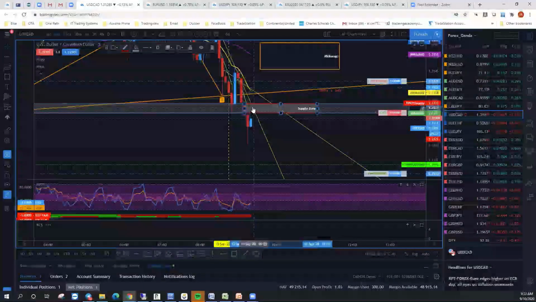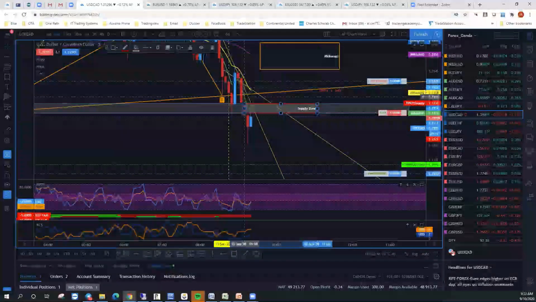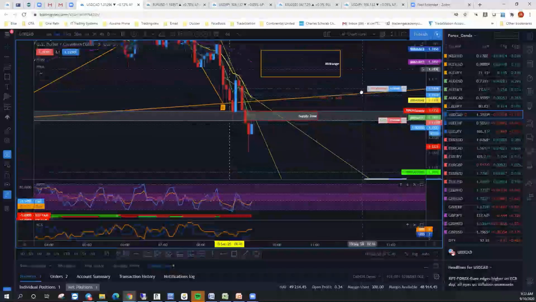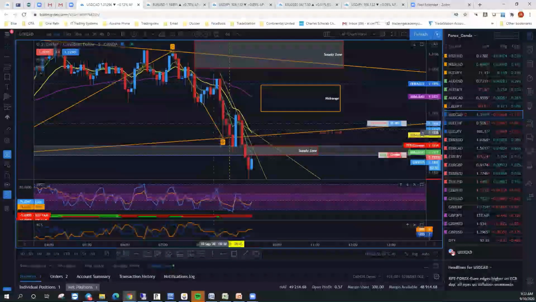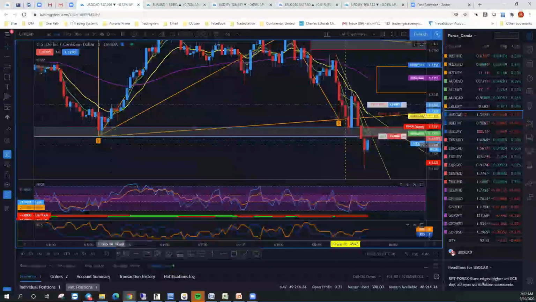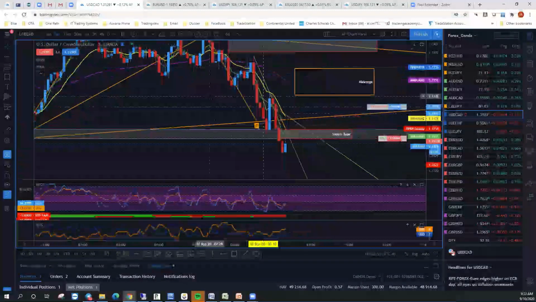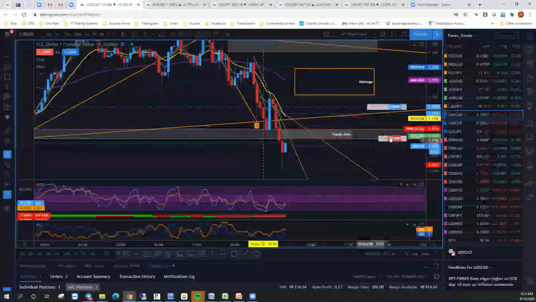It came right back up, hit the zone, was rejected, and we'll see what happens. Still, all our moving averages are in a good spot. It broke out of the box. Remember we had our demand zone down here where the B was? And it just broke through that.